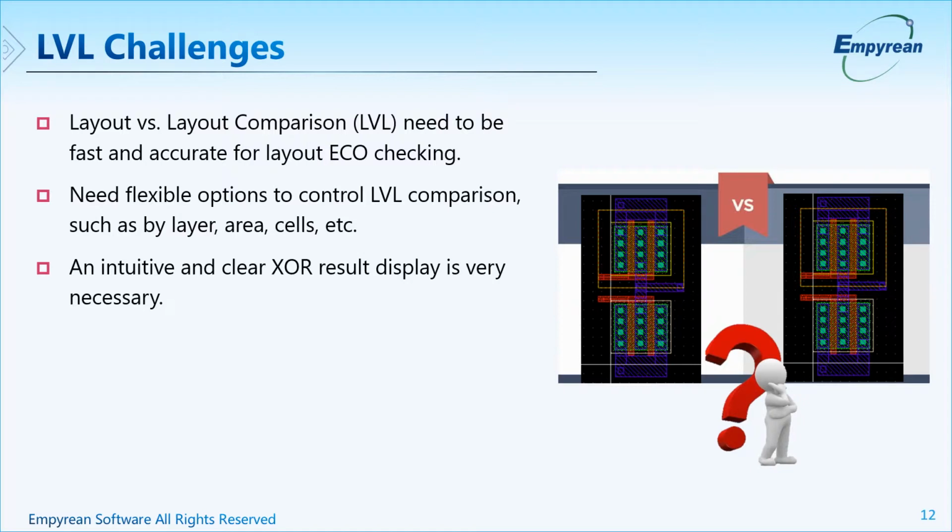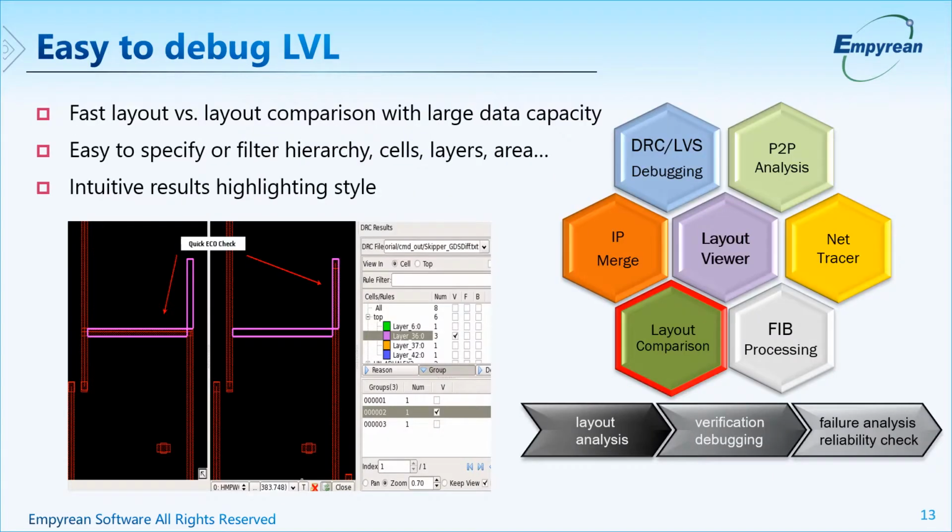The challenges of running LVL on a large layout are the runtime and the memory consumption. Once the LVL run is completed, how the results are delivered for the engineer to easily see the differences is also very important. The proprietary data model that Skipper uses allows it to deliver very fast layout versus layout comparisons for large designs.